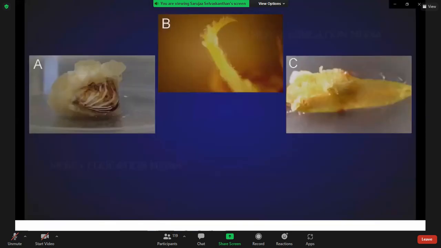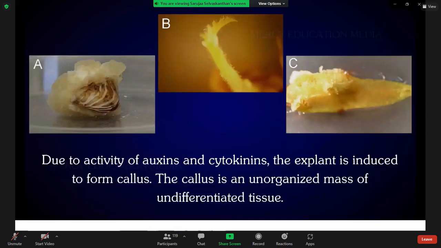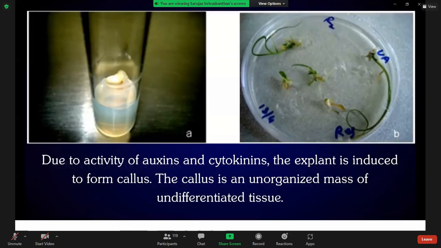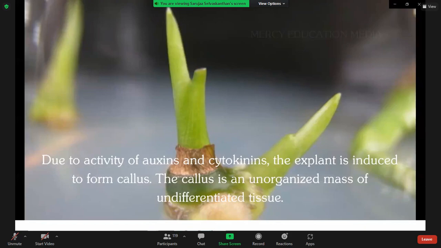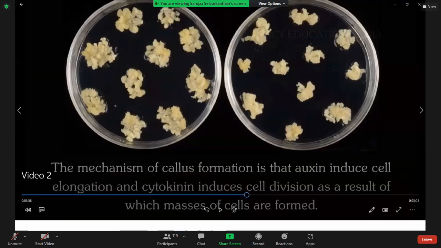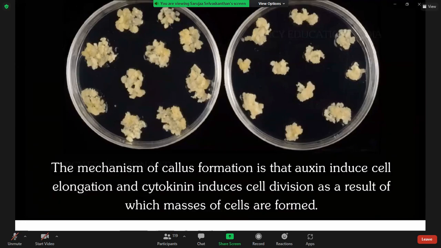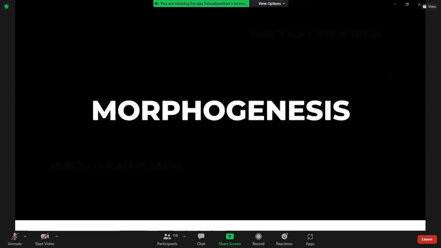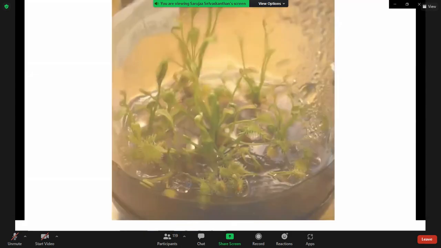Induction of callus. Due to the activity of auxins and cytokinins, the explant is induced to form callus. The callus is an unorganized mass of undifferentiated tissue. This is callus. The mechanism of callus formation is that auxin induces cell elongation and cytokinin induces cell division, as a result of which masses of cells are formed. What is morphogenesis?